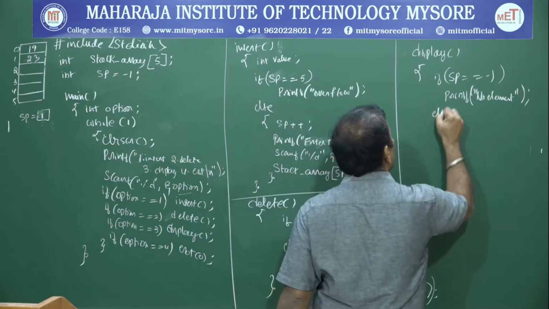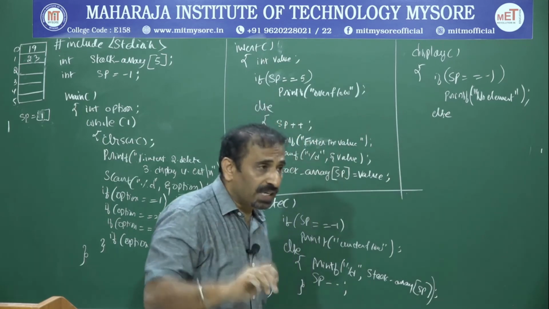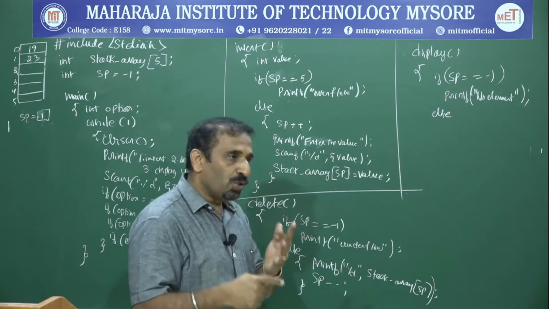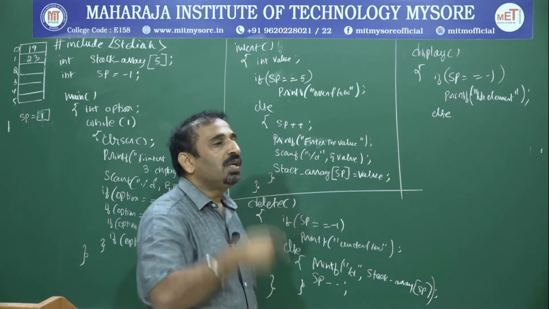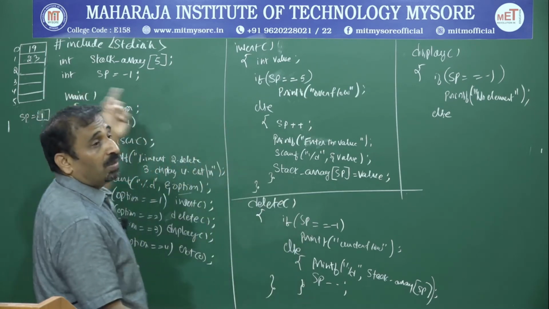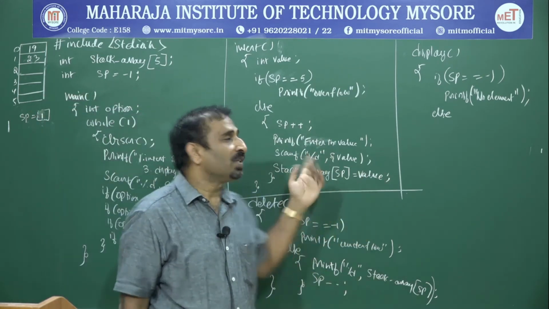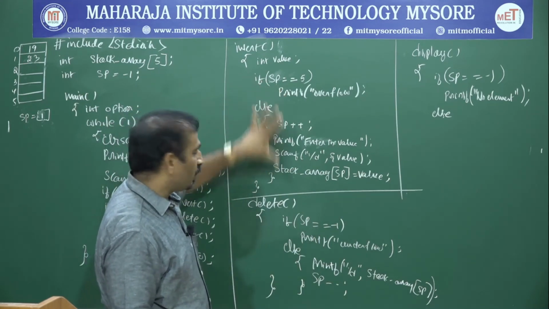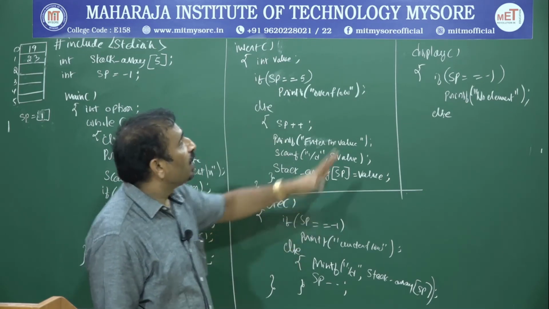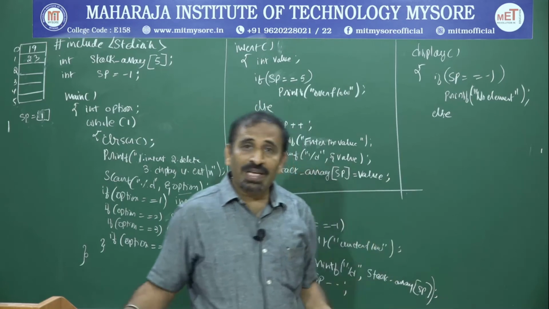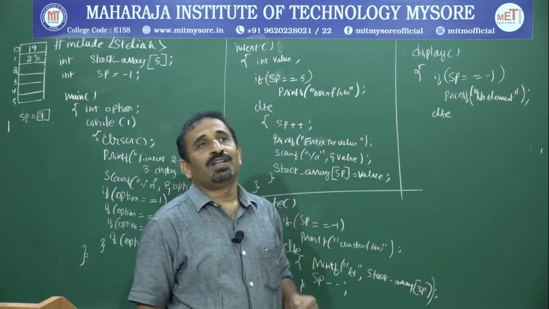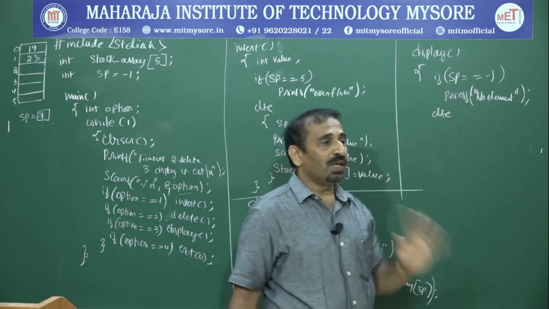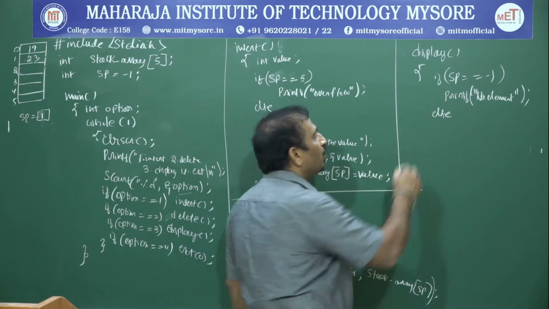I can display only in the else case. Else means there are some elements, SP is not equal to -1. It may be 0, 1, 2, 3, 4 or 5 in this example. Beyond that it will not be permitted, because insertion would have checked for overflow. Overflow is checked by insertion, underflow is checked by deletion. Similarly, to display anything, there must be some elements. So SP equal to -1 means no elements; otherwise, print those things.